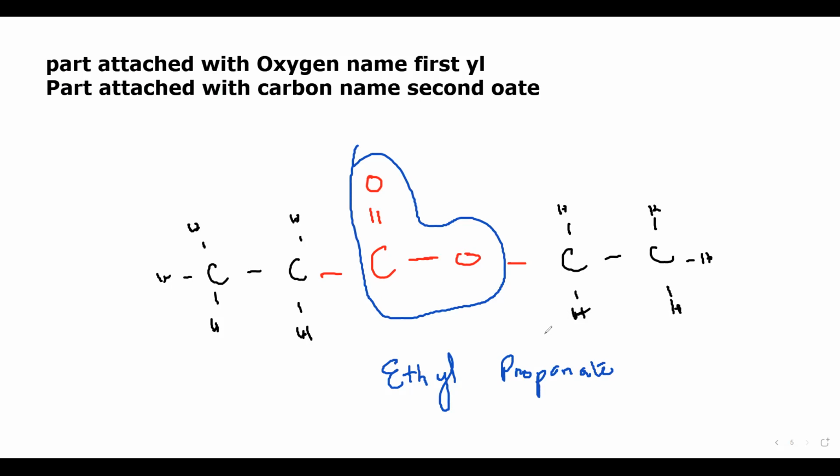So the part attached with oxygen we name first with YL, and the part which is attached with the carbon, C double bonded with O, we name second, and the name should end in OATE. So from the structure, you should be able to name the ester, and from the name, you should be able to identify which alcohol and which acid react. So if it is ethyl propanoate, it means ethanol and propanoic acid react to form this ester. Is it clear, this example, how we name these esters?